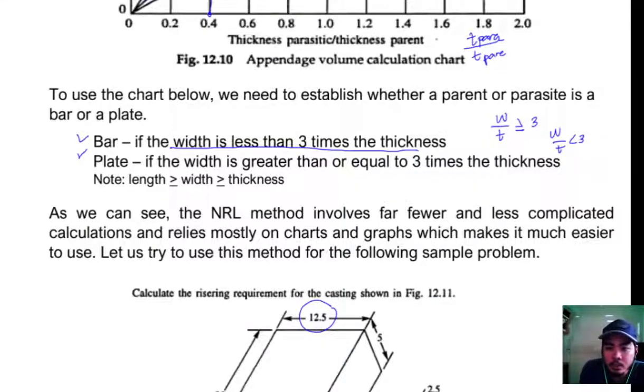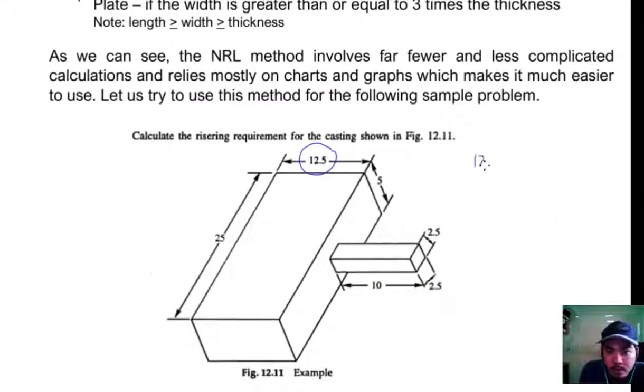Okay? So, eto, 12.5 divided by 5. Anong value yun? This is 2 point something, no? 2.5 ba? It's 2.5. Okay? So, this is less than 3. Tama? So, therefore, this is a bar.